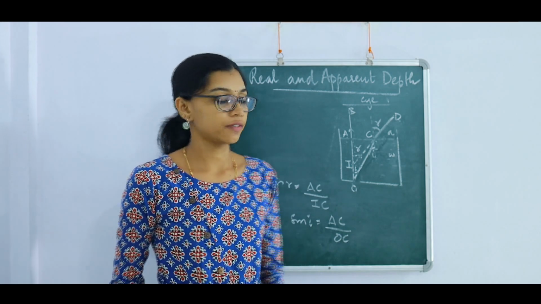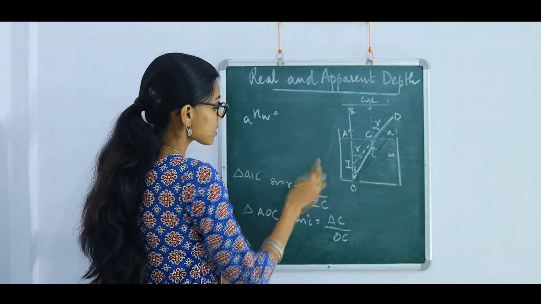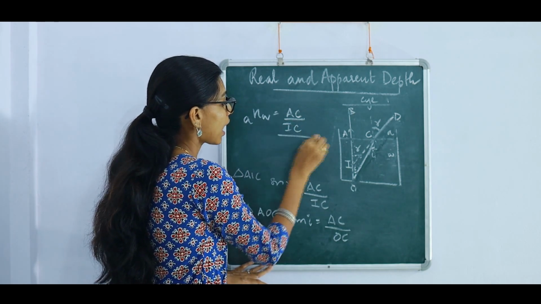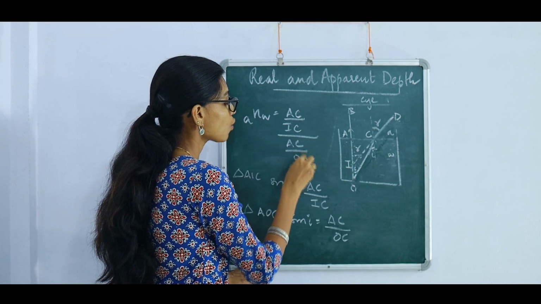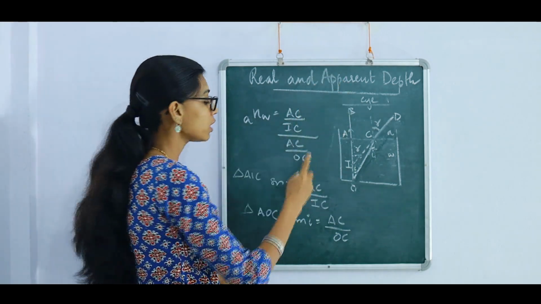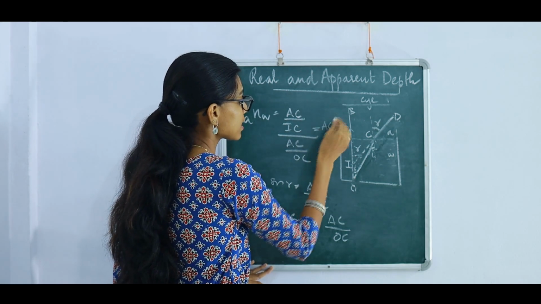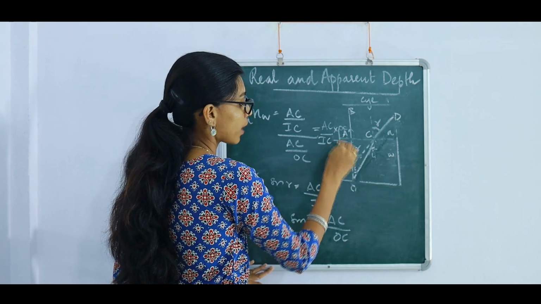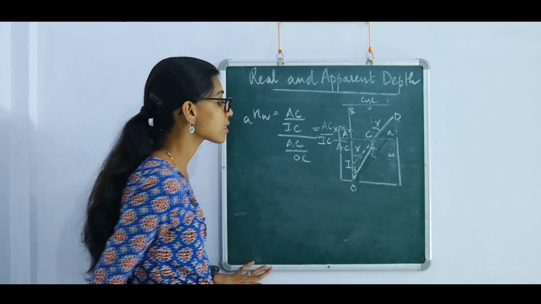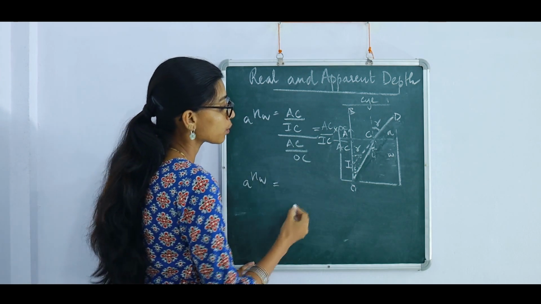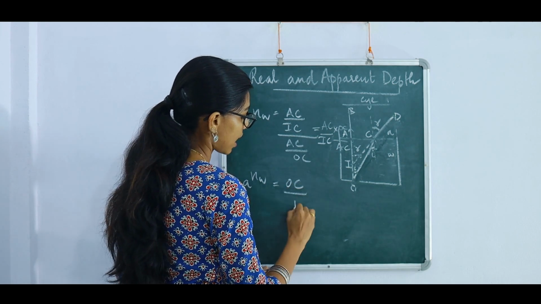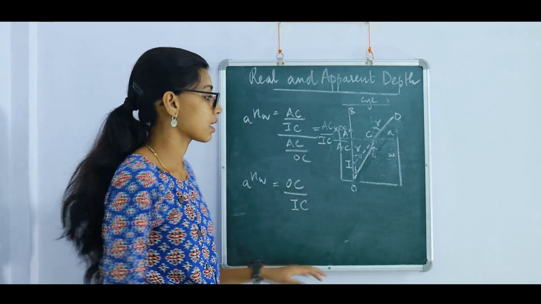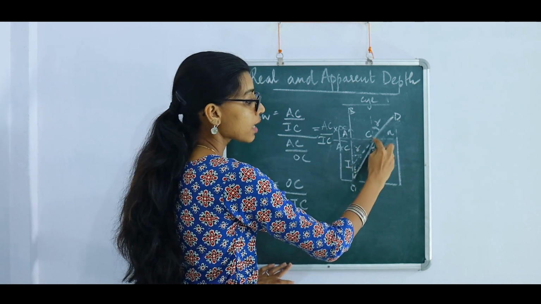Now let's write the refractive index. NWA was sine R by sine I. Sine R is AC by IC and sine I is AC by OC. So what does this become when you take the reciprocal? You will get AC by IC into OC by AC. So AC goes off, and what is left? NWA is equal to OC by IC. This is finally what you get.